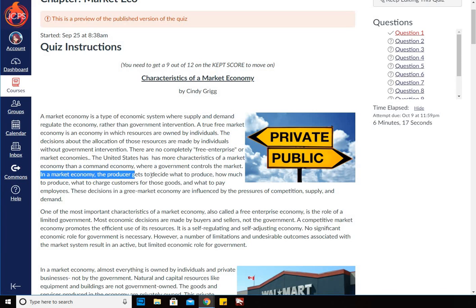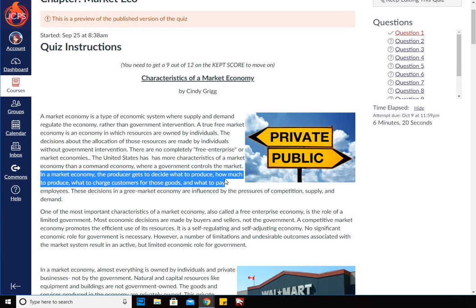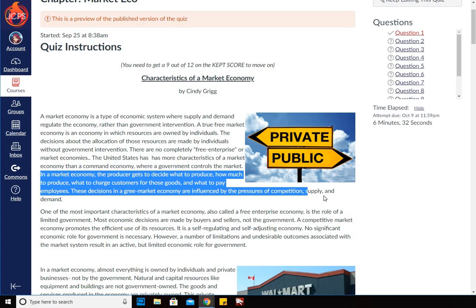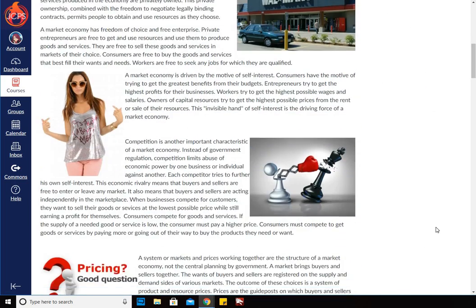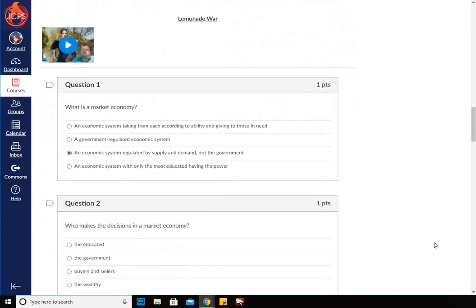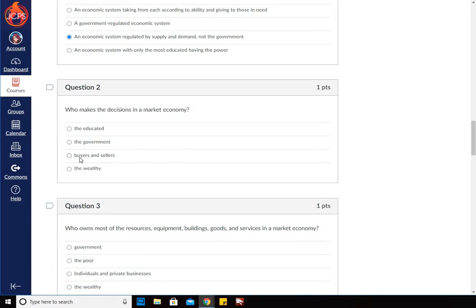In a market economy, the producer gets to decide what to produce and how much to produce, what to charge customers for those goods, and what to pay employees. These decisions in a free market economy are influenced by the pressures of competition, supply, and demand. So this is going to be the buyers and the sellers. So number 2 is the buyers and the sellers.